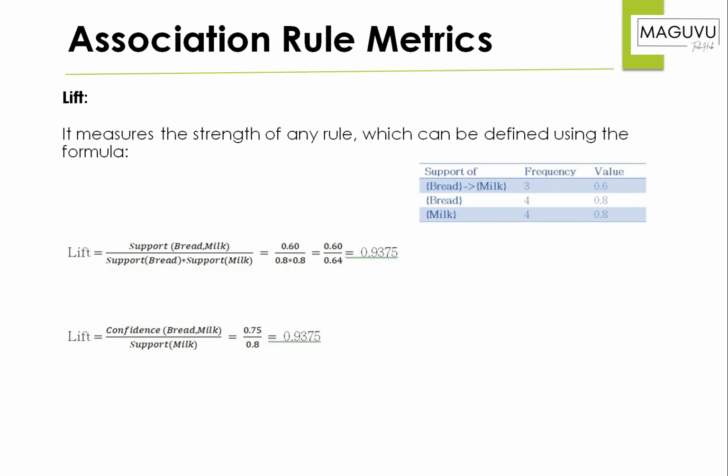Or we could use another formula where we use the confidence instead, and we say the confidence of bread and milk over the support of milk. From the previous slide, the confidence that we had there was 0.75, divided by the support of milk, which we have represented there by 0.8. We still get the same result. How then would you interpret lift?